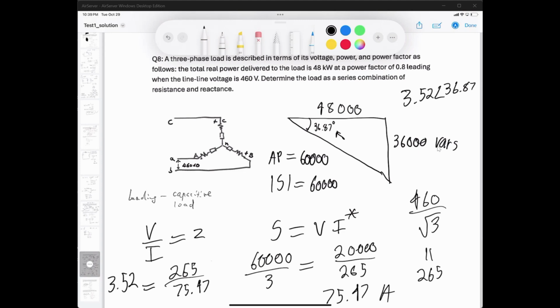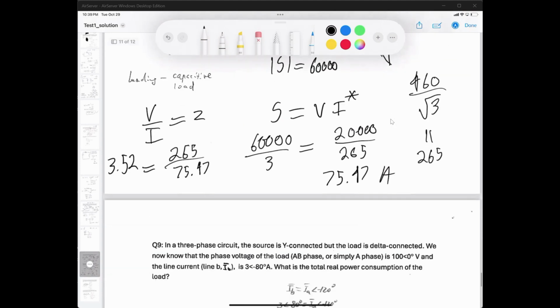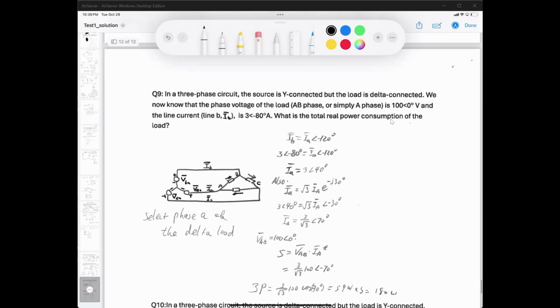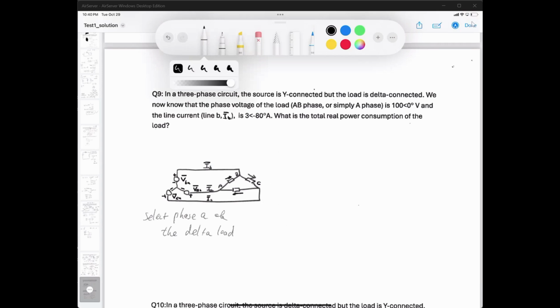So let's go to question 9 now, which states, I'm going to erase. Okay. So we're given two things: the phase voltage of the load, and the line current.